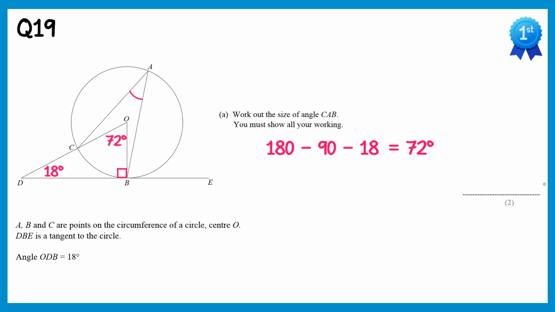You should know a circle theorem which tells you the angle at the centre will be twice the angle at the circumference. So we take this 72 and divide it by 2, and we get the answer 36, which is the answer to the question.